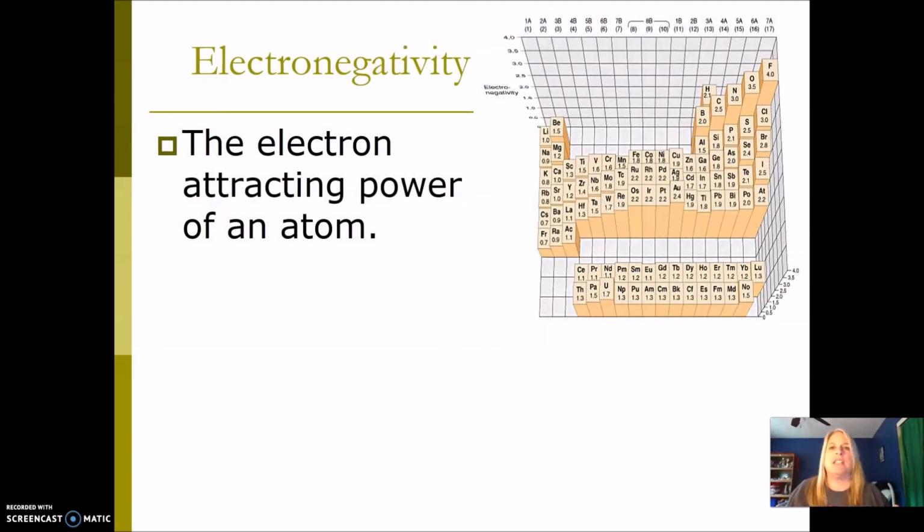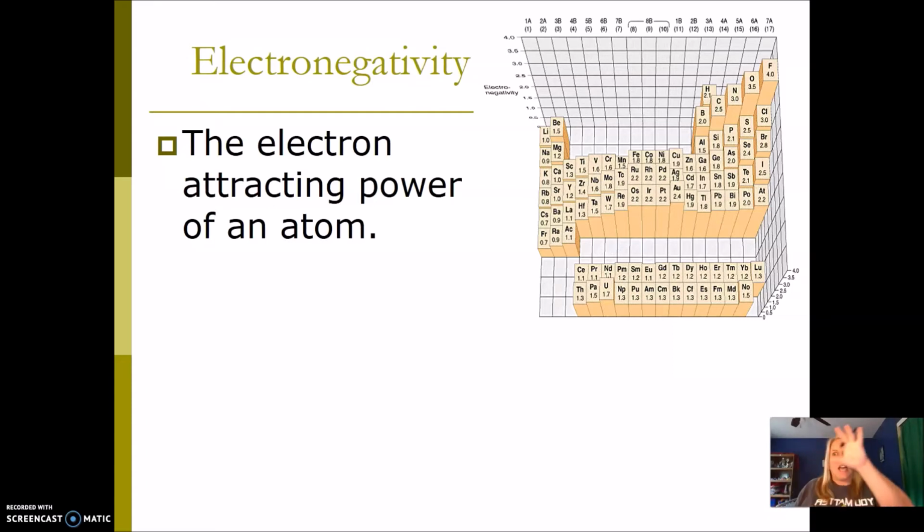Now let's talk about electronegativity. What electronegativity is all about is how attractive an atom is to electrons. So how much it likes to pick up electrons, and when they bond, how much the electrons are by it. So it's really about how much they love electrons.